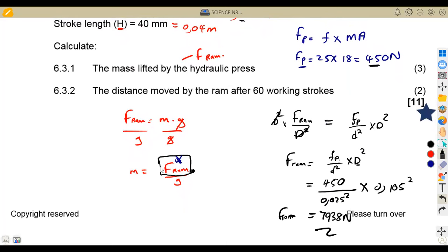So if we have got this value, therefore we can have our mass, because remember we said mass is the force on the ram, 7,938, divided by g, which is the gravitational acceleration of 9.8. So if we divide here, we are going to obtain something like 810 kgs. All right, so that is the mass that is lifted by the hydraulic press.